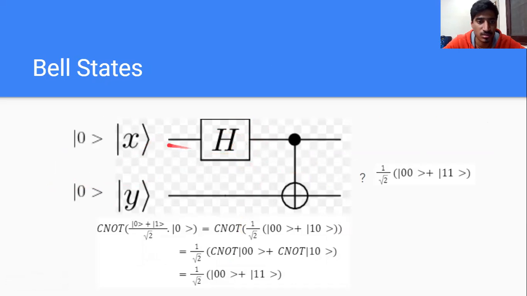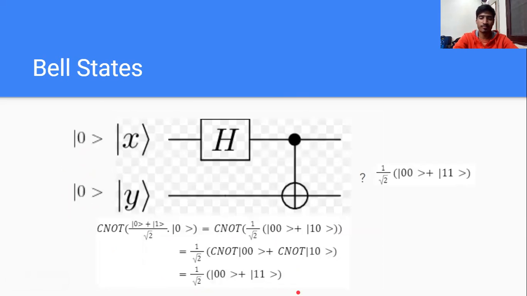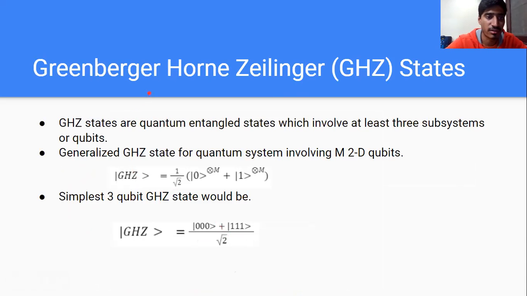We have 2 inputs, x and y. We are applying a Hadamard gate on the first qubit, and after that we are applying a CNOT gate, keeping the first bit as our control bit. I have shown one example here. If we give 00 as our input, this is how we will end up getting the Bell state 1 by root 2 times (00 plus 11). And this is a table which describes how we can get all the 4 Bell states from these inputs.